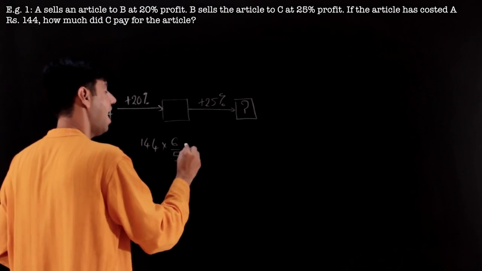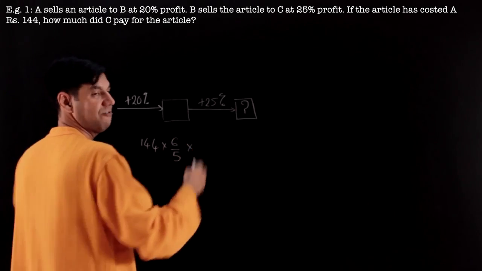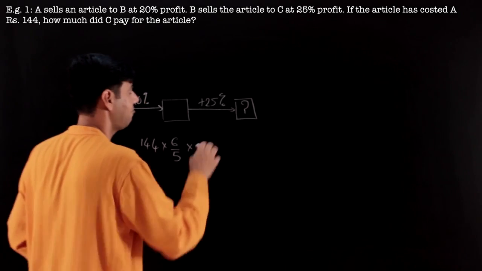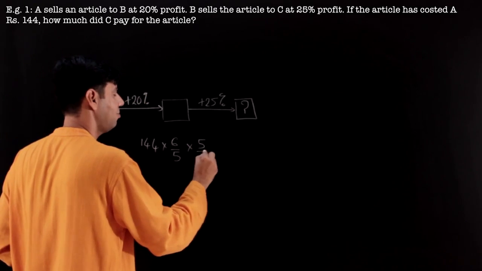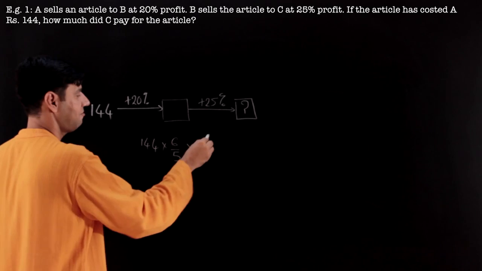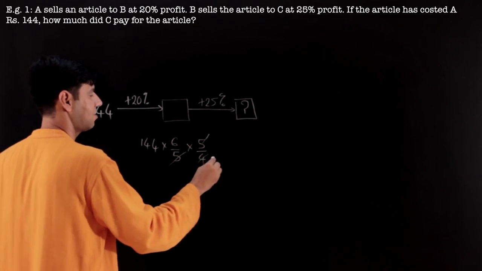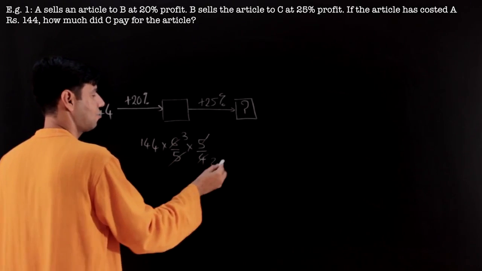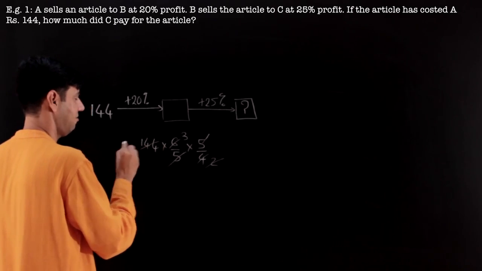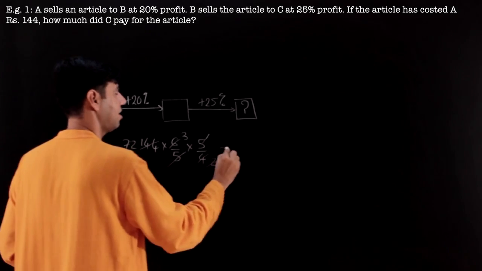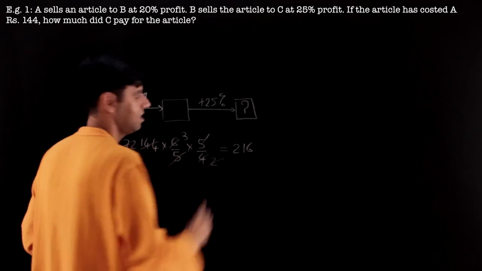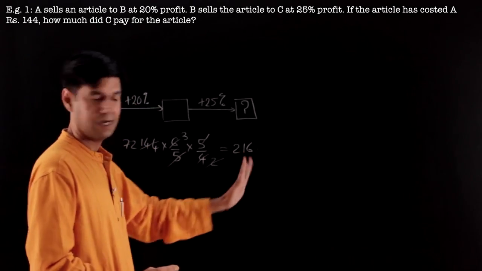Anyway, this is not a nice fraction number. And continued, a 25% further increase, a 1/4 increase. So 1 plus 1/4, that is 5 by 4. So the 5 cancels out. This is a 2, this is a 3. So 2 will cancel out this at 72. 72 into 3, 216 is the answer, right?